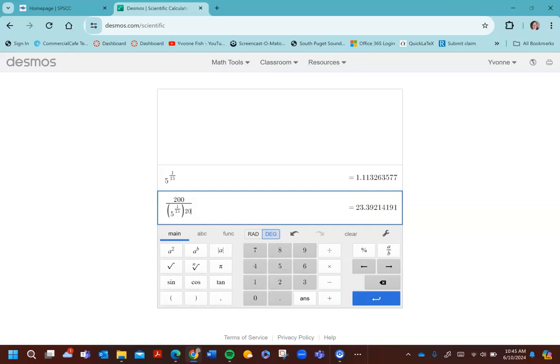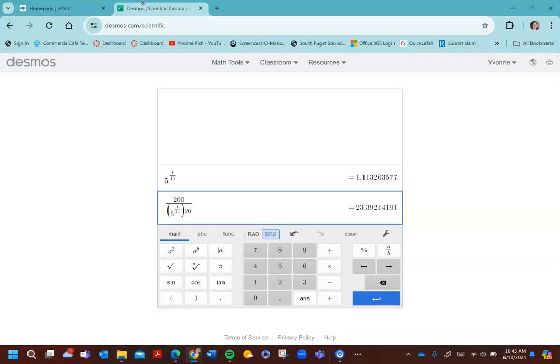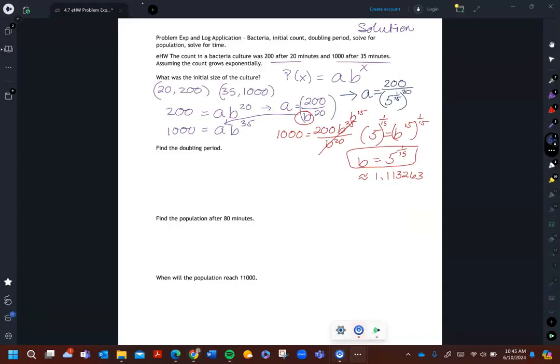And I get 23.39214. In the directions, it says round to the nearest 100th if you want. So 23.39 would be what I have for A. So A equals 23.39. And that's my initial population. So it's my bacteria count.